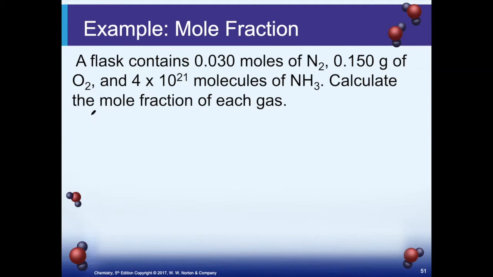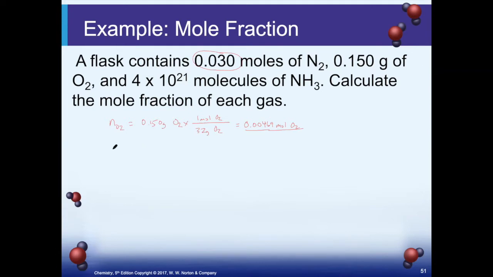Okay, so really what I need to do first of all is calculate the moles of each gas. So the moles of N2, I'm already given that. It's 0.030 moles. So I'm just going to do the moles of oxygen. We've got 0.150 grams of O2 times 1 mole of O2 is 32 grams of O2, which equals, I'll look at my calculator, 0.00469 moles of O2, okay?